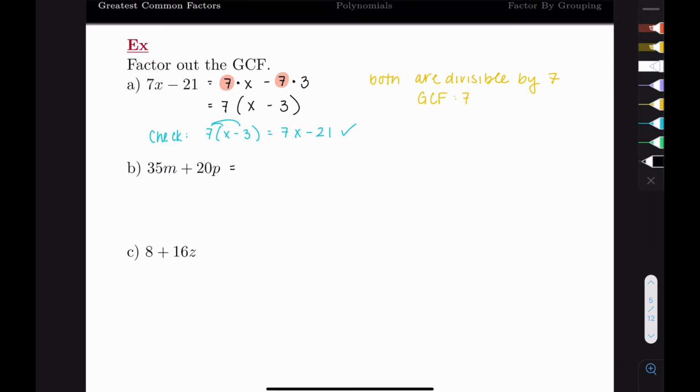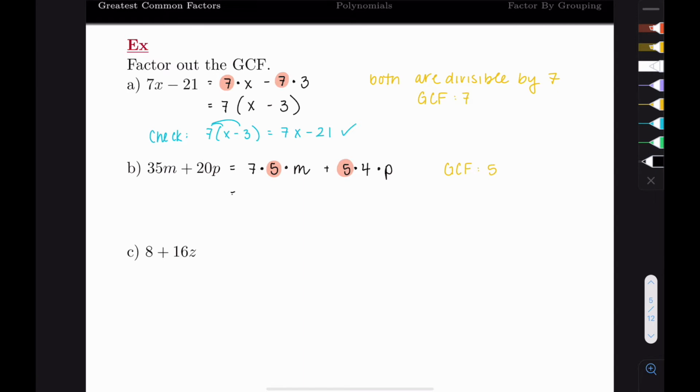So again, I'm going to try to break this down as best as I can. 35 is 7 times 5, and then we have our m as well. And 20 is 5 times 4, and then we have the p. So I've broken it down as far as I possibly can, and now I can see that they both have a 5 in common. So our greatest common factor is just 5.